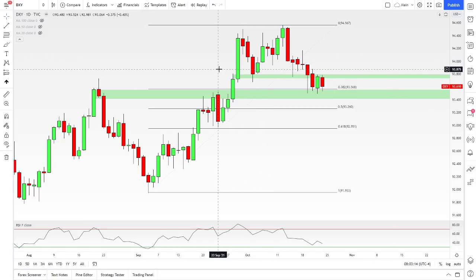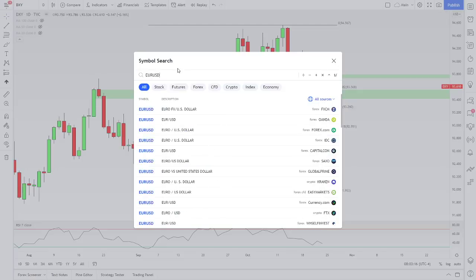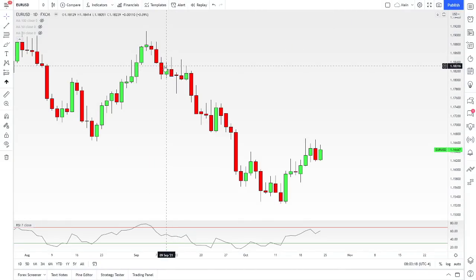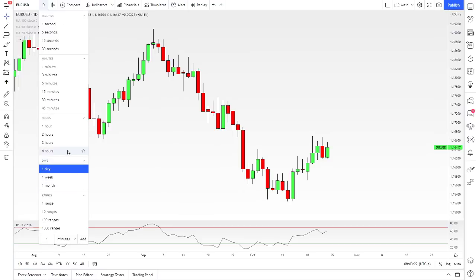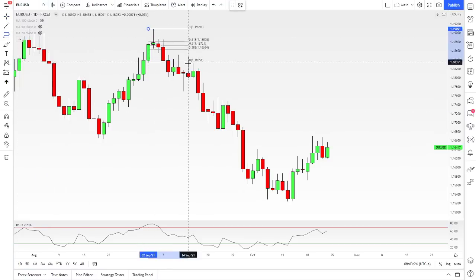Let's go take a look at one of my favorite currency pairs to be trading right now, which is EURUSD. I am looking for shorts on this pair. We're looking at the daily chart. Let's drop it down. Actually, before we look at the 4-hour chart, let me just show you this.